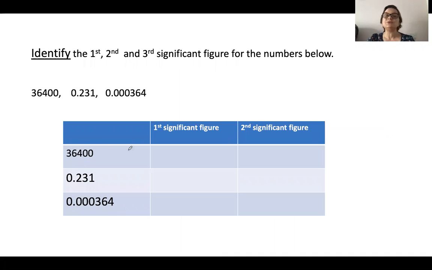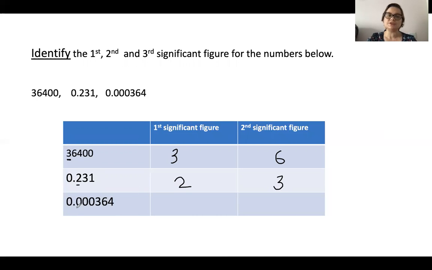Here, we are going to identify the first, the second, and you can continue and do the third significant figure if you want. So the first significant figure for 36,400 is going to be digit 3. And the second one, obviously, is going to be the digit after that, so next to it on the right, so it's the 6. For the second number, 0.231, the first significant figure is going to be the first non-zero, so it is the 2. And the second significant figure is the digit next to it, the 3.